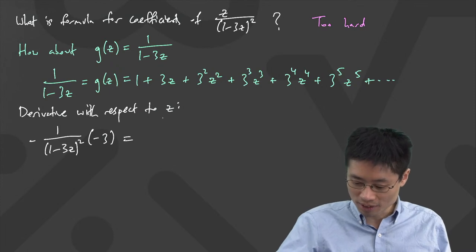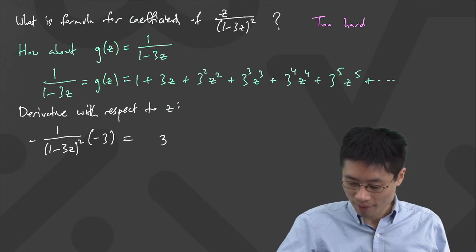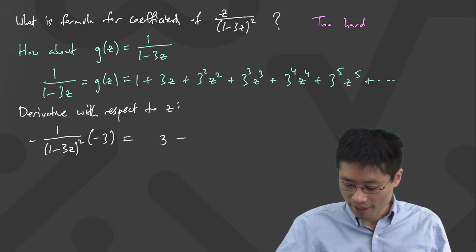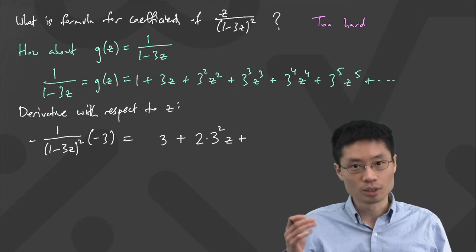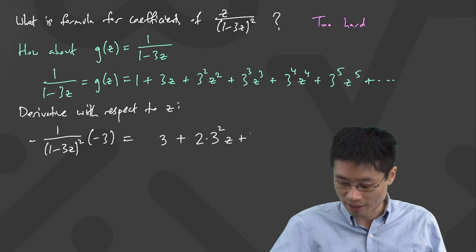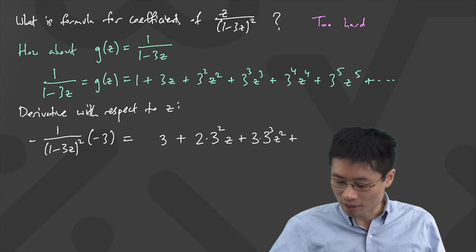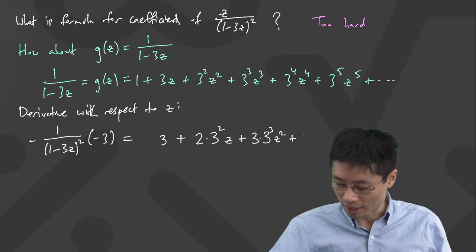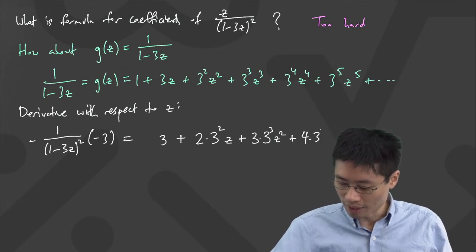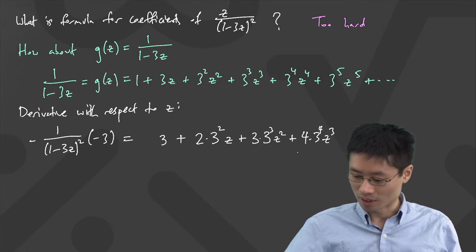The first interesting thing happens with this 3. That's the derivative of 3z. The next one is when you take the derivative of 3 squared z squared: I can take the 2 from the z squared, 2 times 3 squared z. Then the derivative of z cubed is 3z squared, so I put a 3 in front: 3 times 3 cubed z squared. The 3 to the 4th z to the 4th, the z to the 4th becomes 4z cubed, so I get 4 times 3 to the 4th z cubed. And now I ran out of space, and so on, dot, dot, dot.